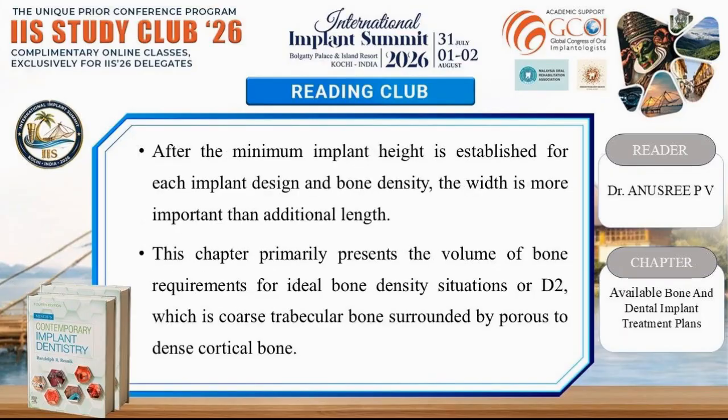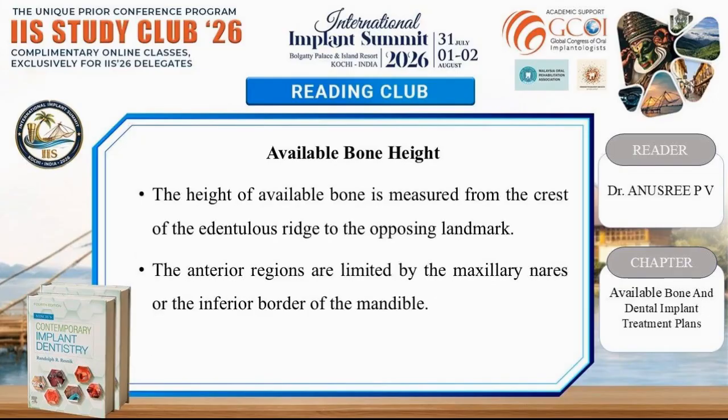After the minimum implant height is established for each implant design and bone density, the width is more important than additional length. This chapter primarily presents the volume of bone requirements for ideal bone density situations, or D2, which is coarse trabecular bone surrounded by a porous to dense cortical bone.